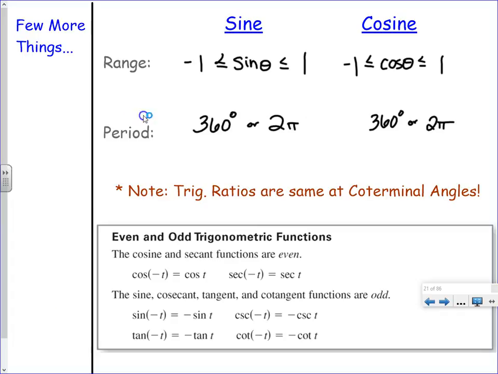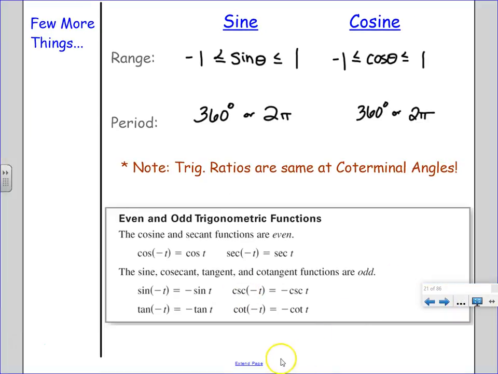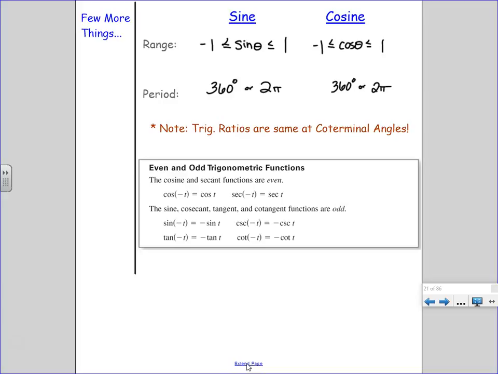That's why the note right down below says trig ratios are the same at coterminal angles. Now that last little table you guys are writing, sorry, it might be a little bit too low for people in the back. You guys talk about even and odd, the symmetries, remember? We talked earlier in chapter 1, maybe a little bit in chapter 2 about symmetry. They're just telling you which ones are even versus which ones are odd. Even functions stay the same whether the angle is positive or negative. Doesn't matter, they stay the same. Odd functions, it flips or changes some.